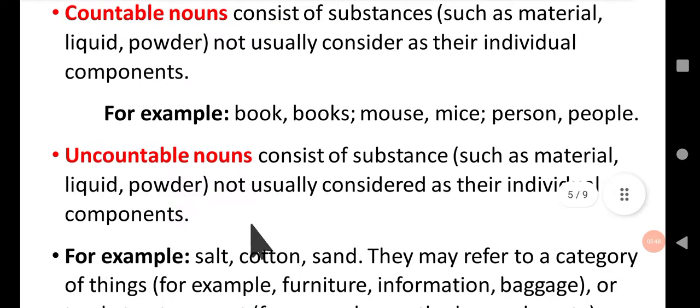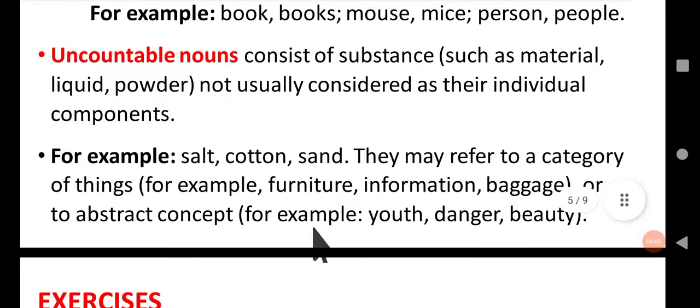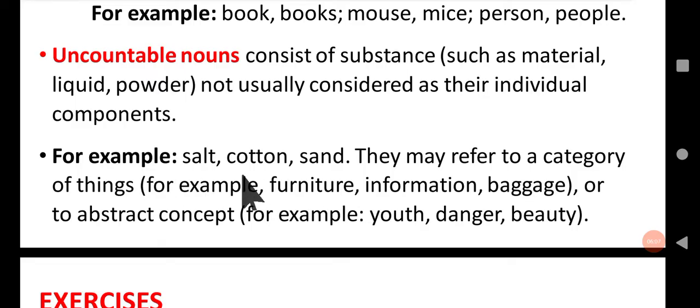Uncountable nouns, see here, consist of substances such as materials, liquids, powders, not usually considered as individual components. The individual components, in the sense, are like singulars and plurals, so you cannot count them. For example, uncountable nouns can be salt, cotton, sand. Here they refer to a category of things.